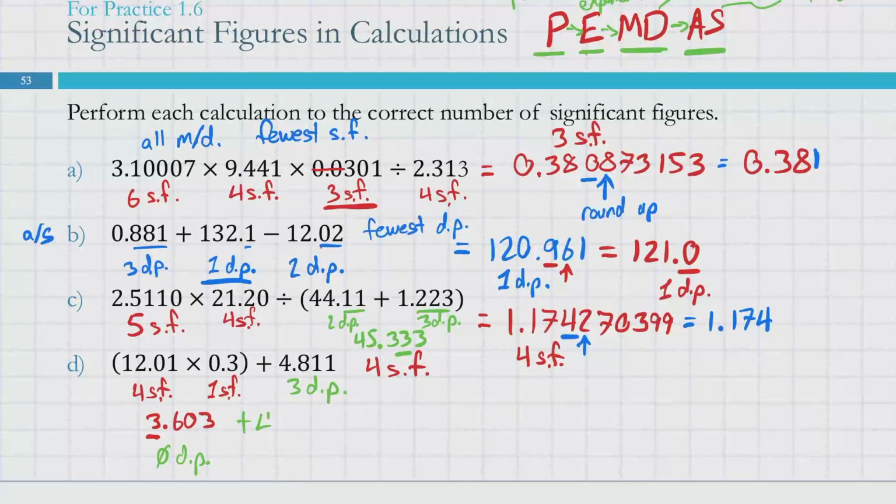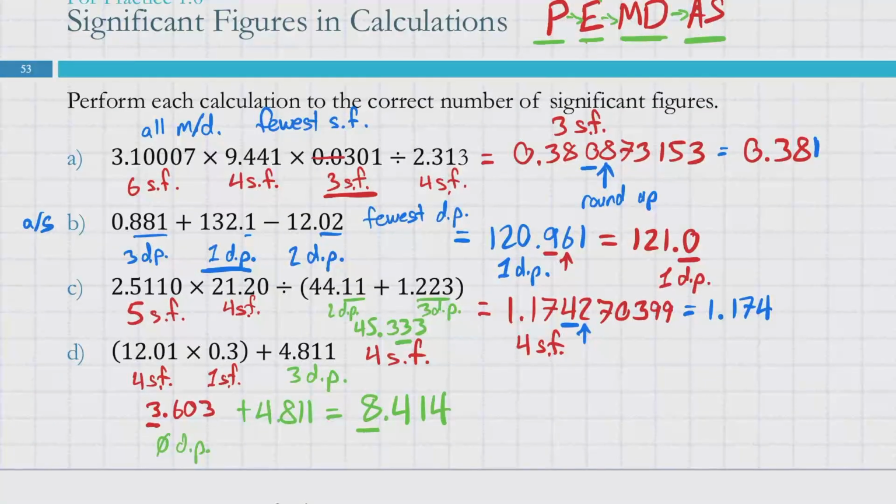So add to this our 4.811. Calculator says 8.414. Rounding for 0 decimal places or 0 places after the decimal, so that 8 is our only significant number. So this would round down to just 8.